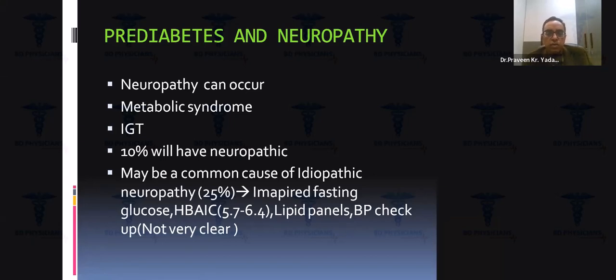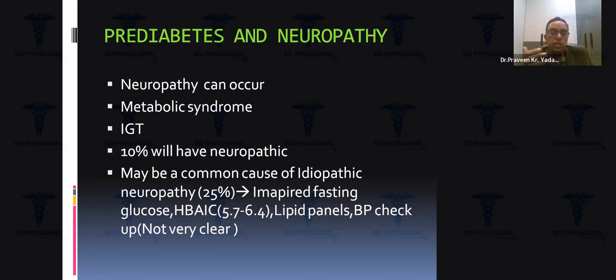But we should know that 10% of the pre-diabetes patients will have a neuropathy. So it's not that the sugar has to be really high to develop a neuropathy. Sometimes pre-diabetes itself can give rise to a neuropathy in 10%. So you can think of the magnitude of the pre-diabetic patients in the community, because pre-diabetes is so common.